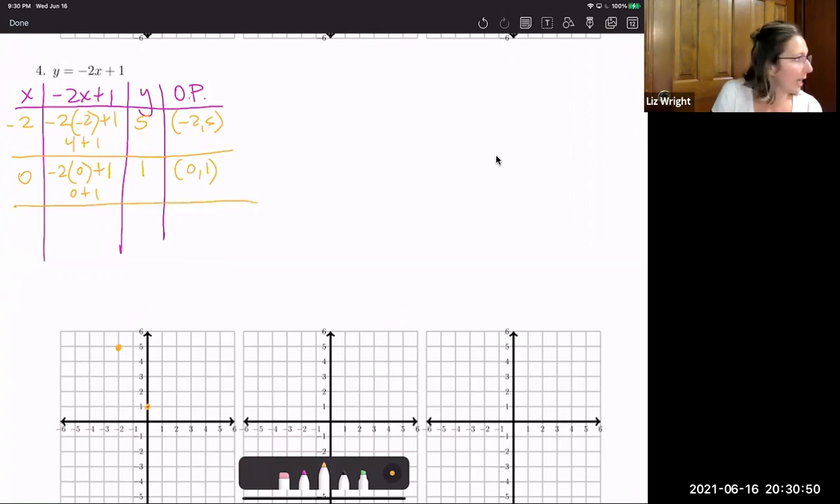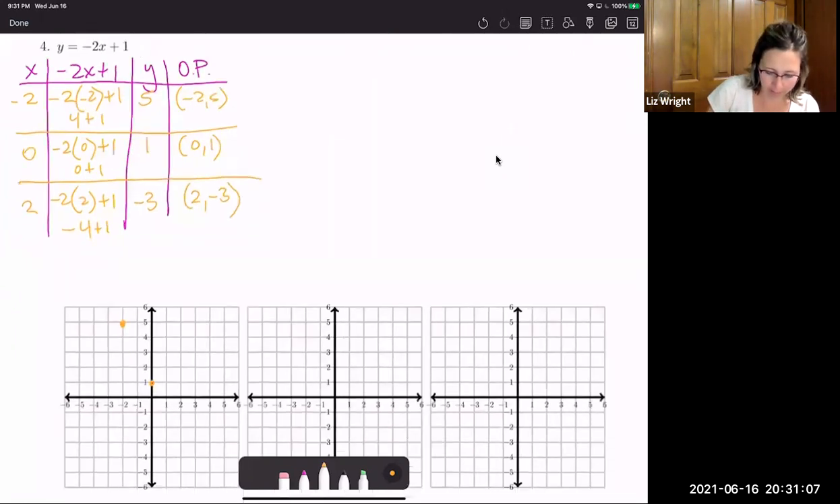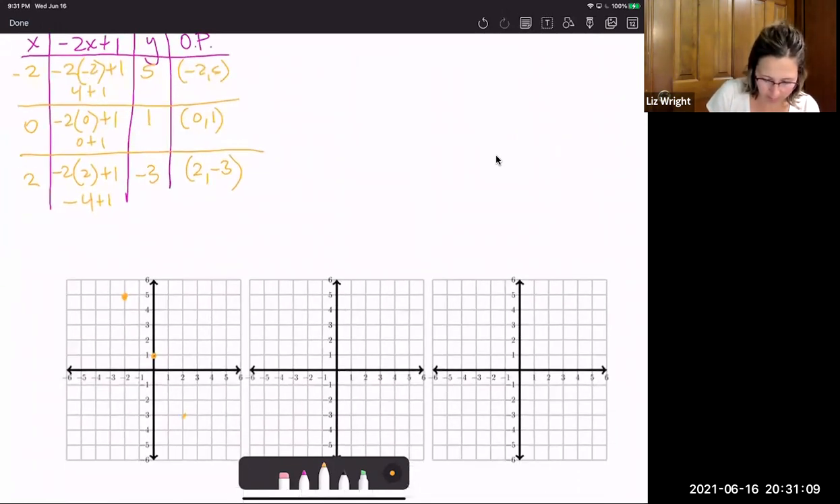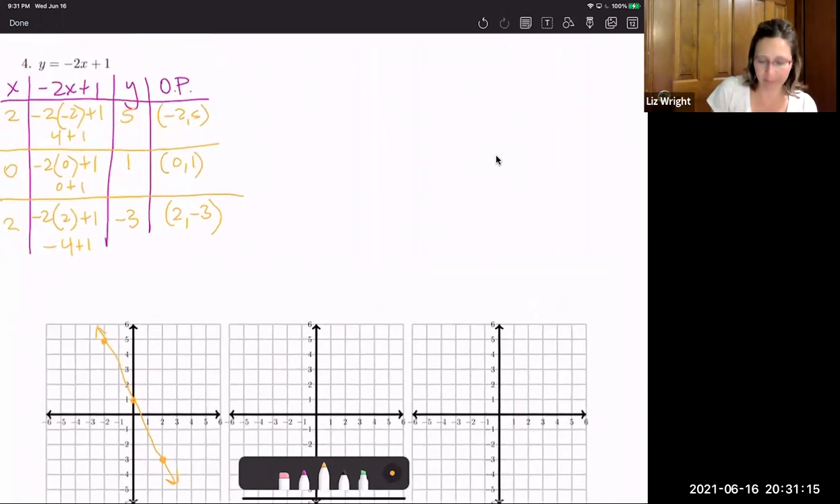And then I'm going to try a +2. So then I'm going to do a -2 times a +2 plus 1. So that's going to give me a -4 plus 1, which is going to give me a -3. So then I'm going to get the point 2, -3 to graph. Then grab your straight edge and draw your line.